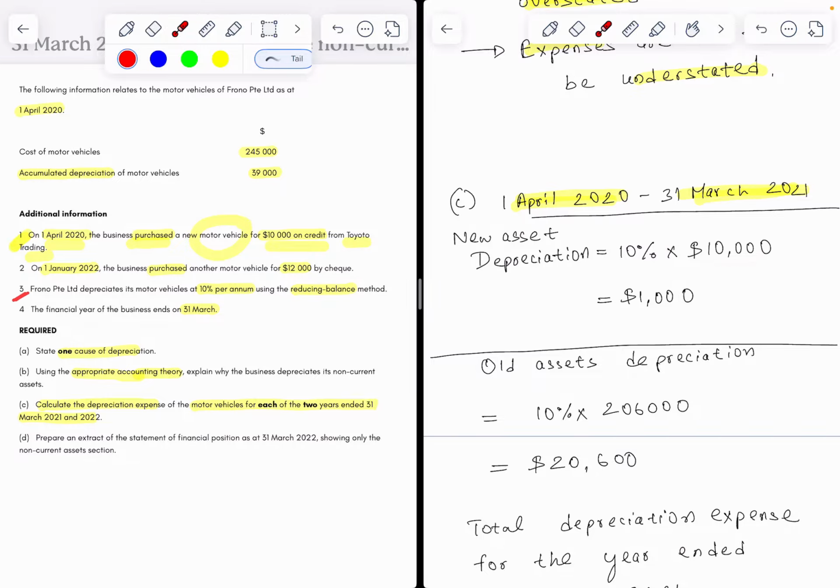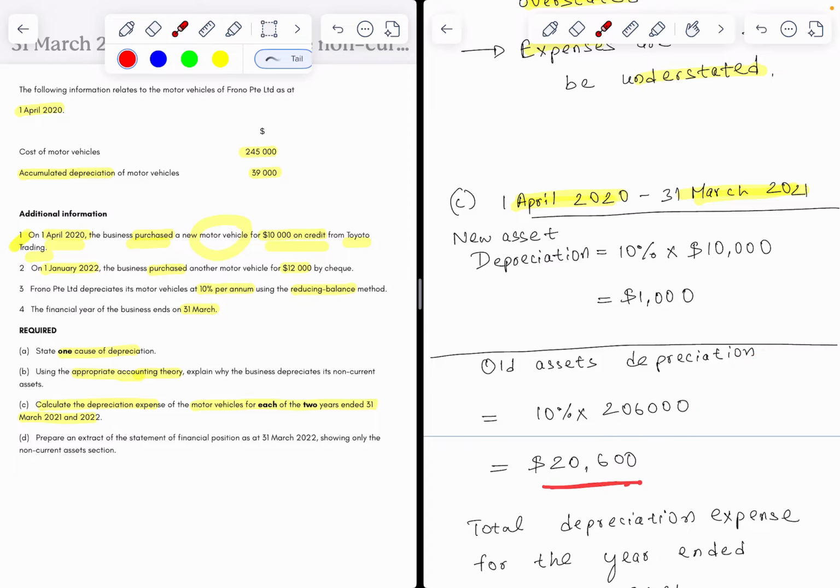So the net book value is what now we will be multiplying the depreciation rate on, and that is why we are using the reducing balance in this case. So 10% depreciation rate multiplied by the net book value of $206,000. We are mainly doing this because that is what we do with the reducing balance method, all right? So that gives us a depreciation for the old assets to be $20,600.